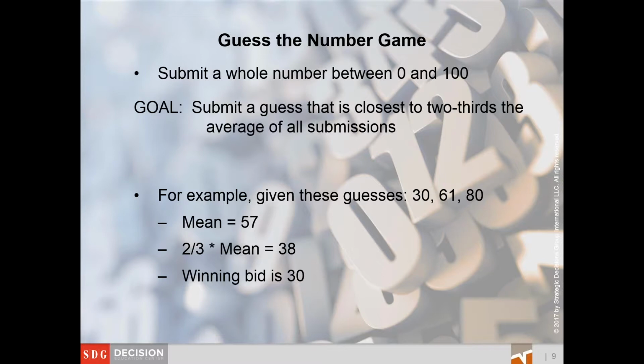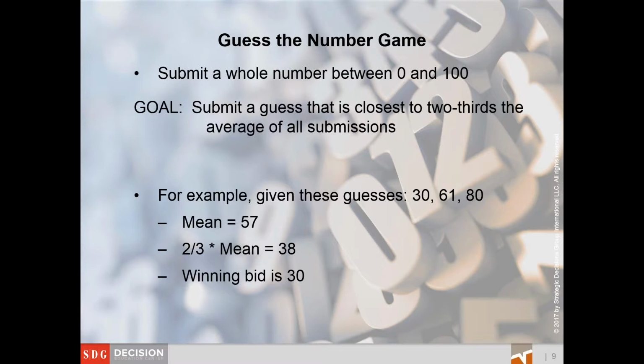So were we to have 3 people here today, okay, and they were to submit a guess of 30, 61, and 80. If those were our 3 guesses, we'll be calculating the average. The average here would be 57. The person who guessed 61 would not be the winner. We're looking for 2/3 of that, right? 2/3 of that average is 38. So our winning guesser would actually be the person who guessed 30.